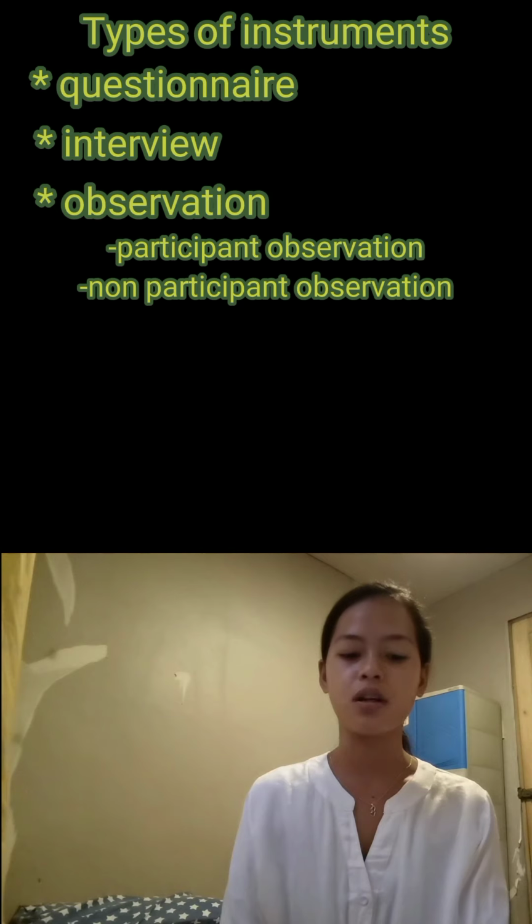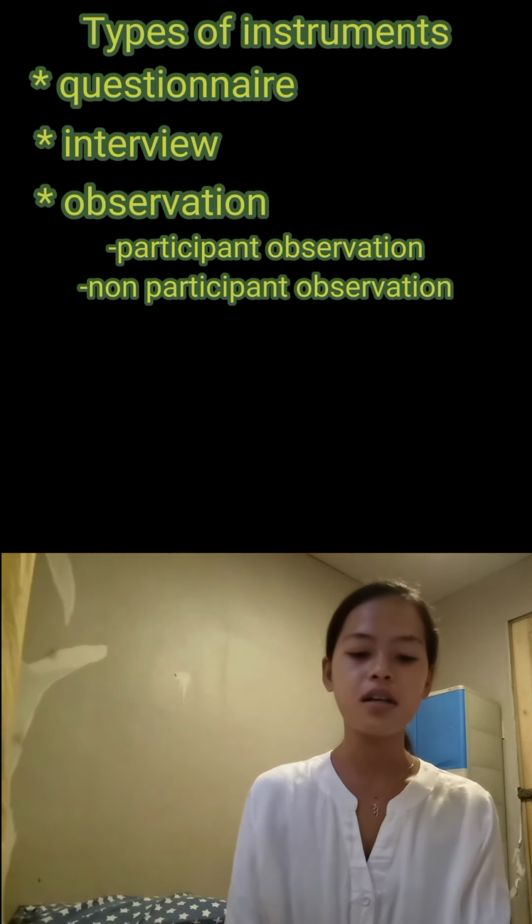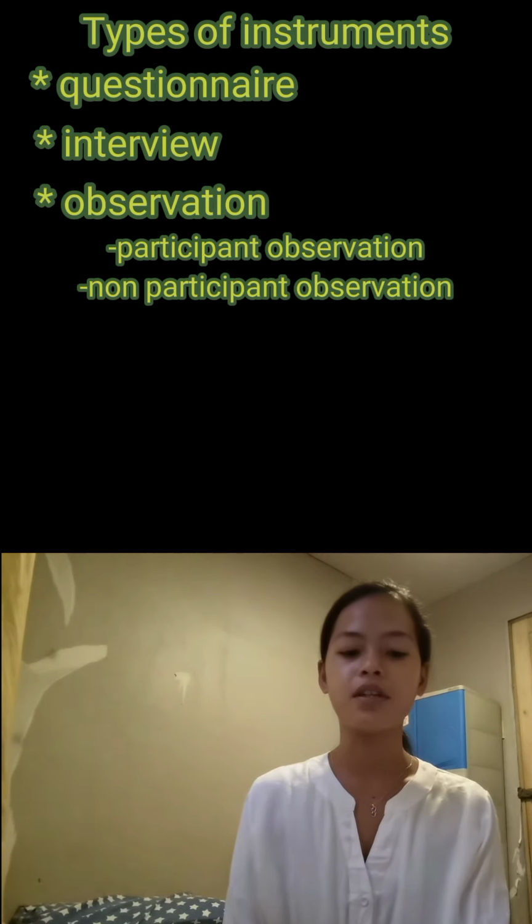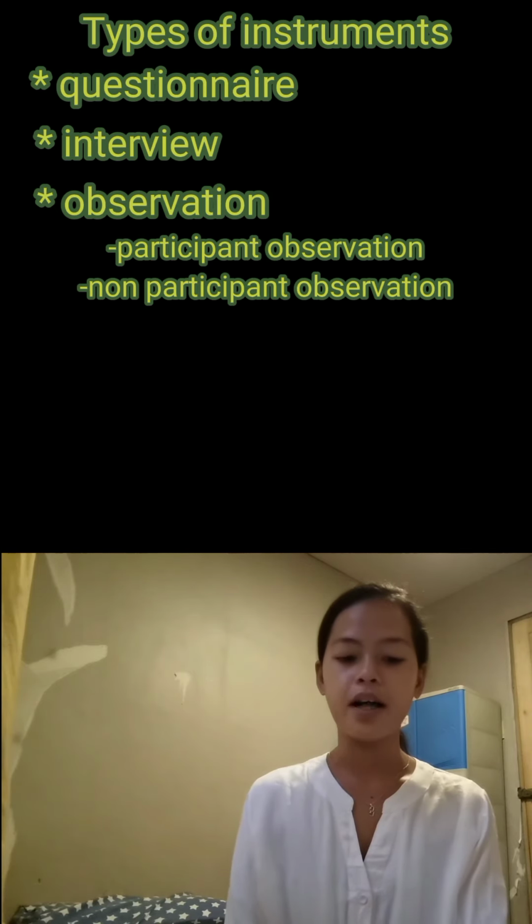Observation. This is an instrument employed by a researcher in which an individual's behavior or situation is observed and recorded. There are two types of observation: participant observation and non-participant observation. In participant observation, the researcher is a member of the group to be observed, while in non-participant observation, on the other hand, the researcher is not a member of the group to be observed.